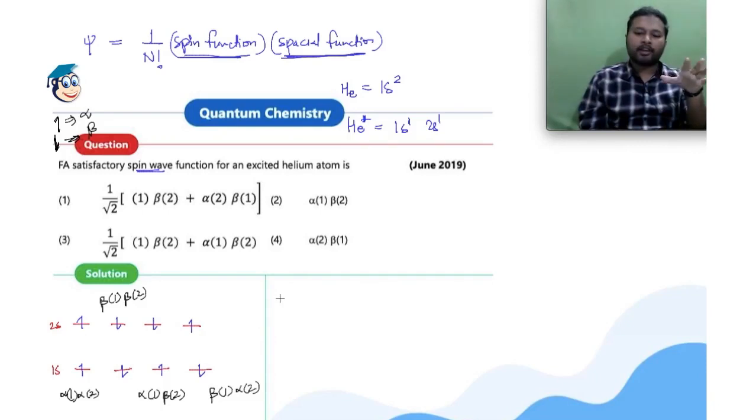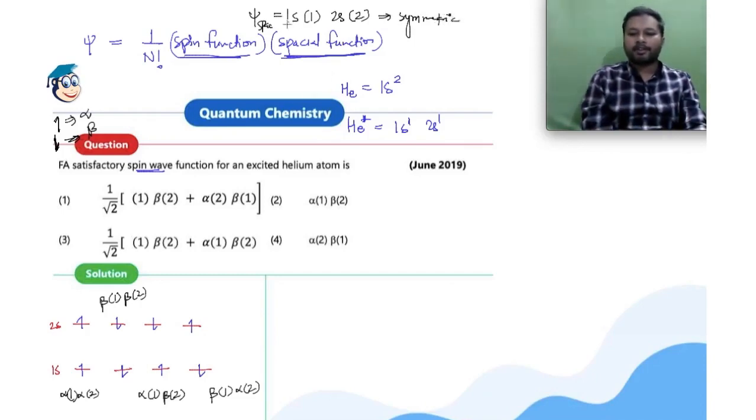What we have to take care of is that the total wave function has to be antisymmetric. That will be done if any of these two become antisymmetric. Now the spatial part for helium in the excited state will be 1s1 and 2s2, because the first electron is in the 1s state and the second electron is in the 2s state. So this is a symmetric wave function. This will be the spatial part, and you can see from here as well that it is symmetric.